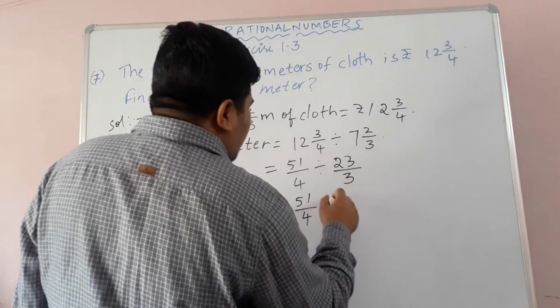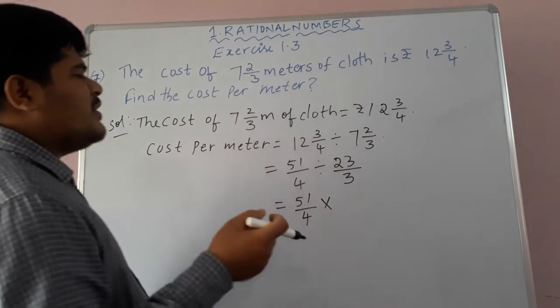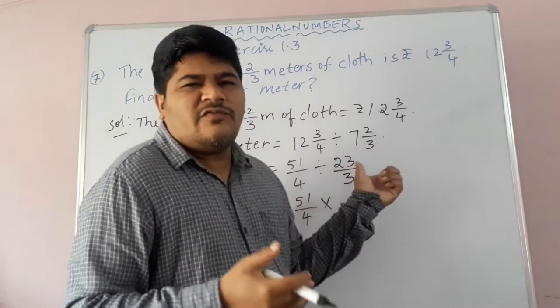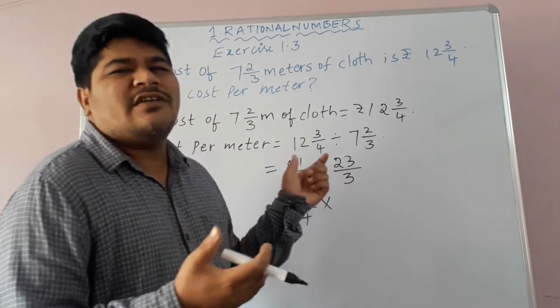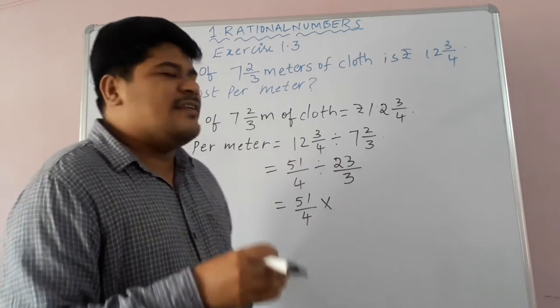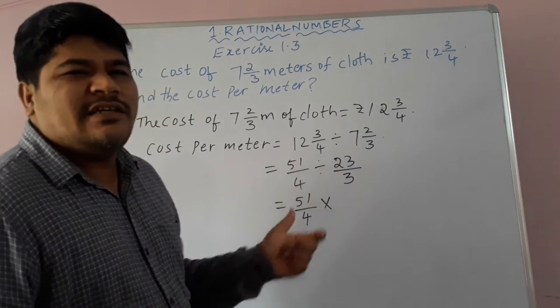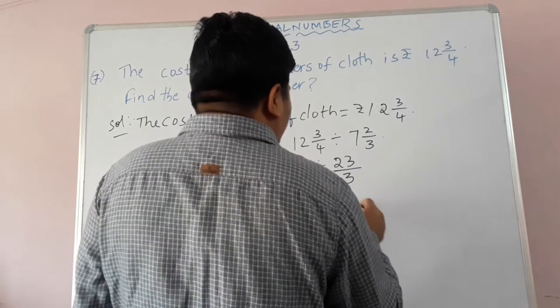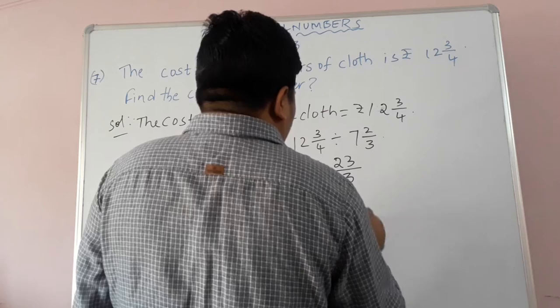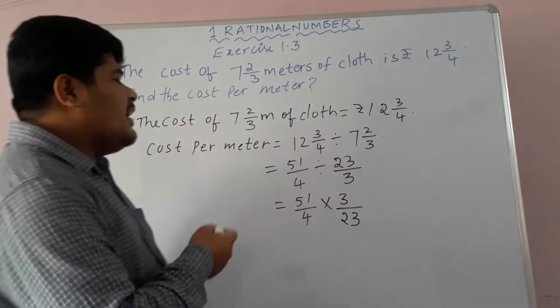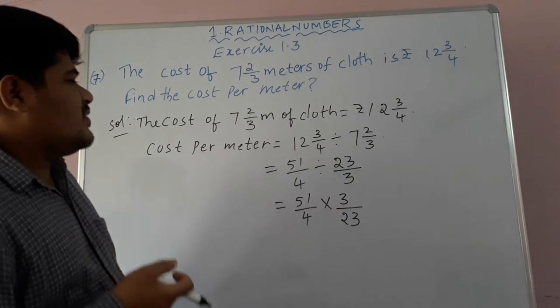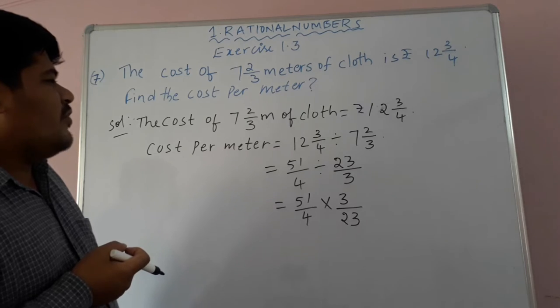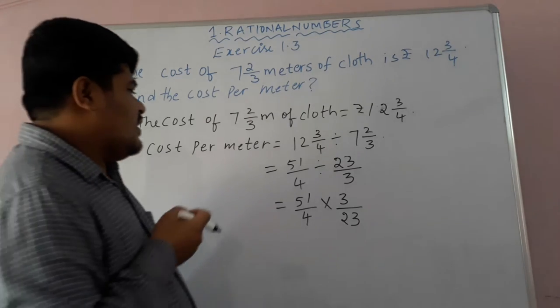The first fraction stays the same, the division becomes multiplication, and for the fraction after the division symbol, we will take its reciprocal. 23/3 is there, so its reciprocal is 3/23. Now children, check for any common factors.